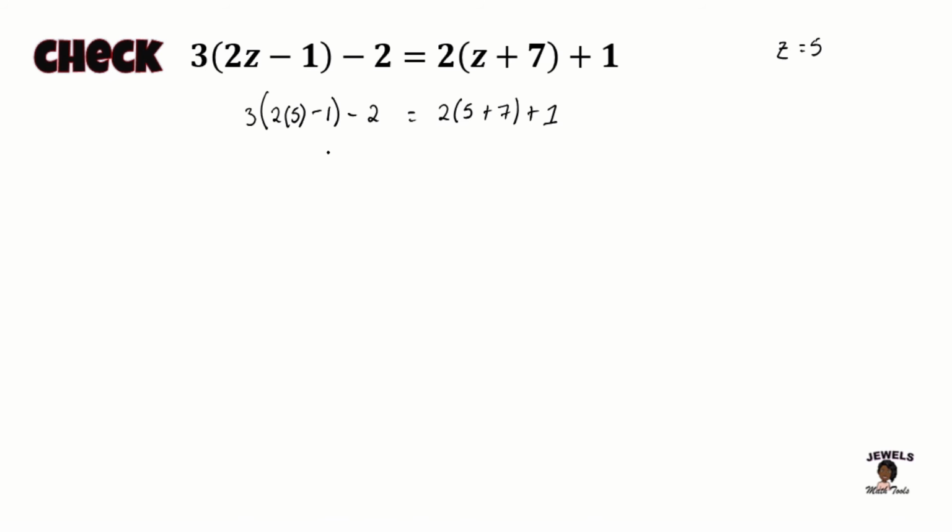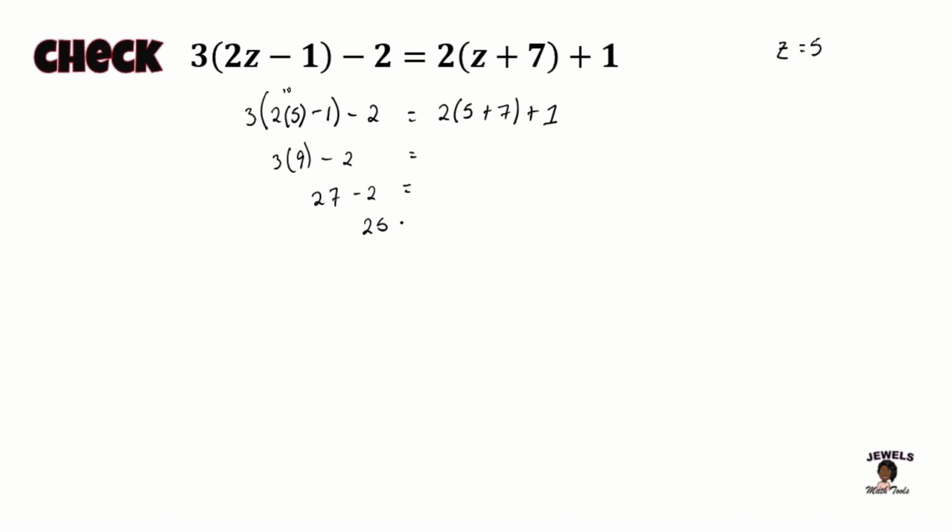And now we're going to work out one side of the equation and then the other side. Remember that our main goal is to make sure that both sides of our equation equal the exact same thing. So let's start with my inner parentheses. So 5 times 2 is equal to 10, and 10 minus 1 is 9. So we now have 3 times 9, which is equal to 27, and 27 minus 2 is equal to 25.